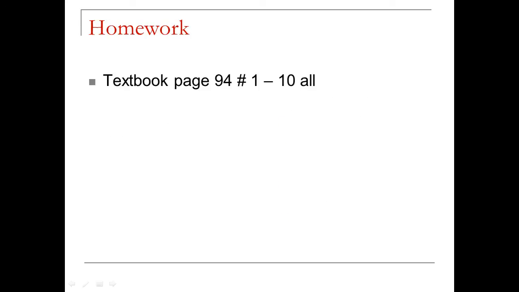Your homework in this section is textbook page 94, numbers 1 to 10 all.